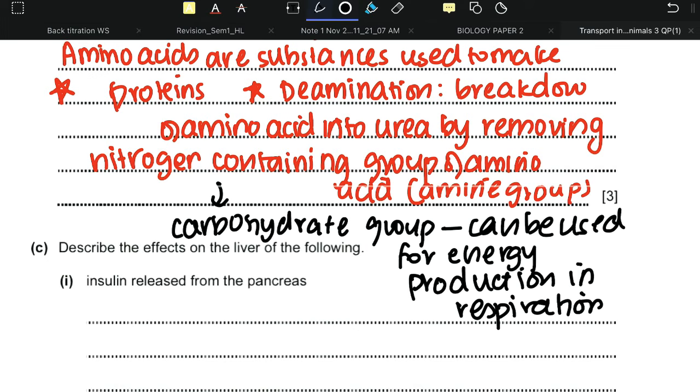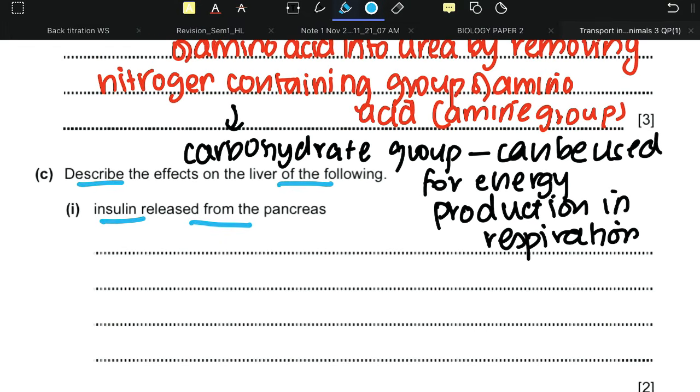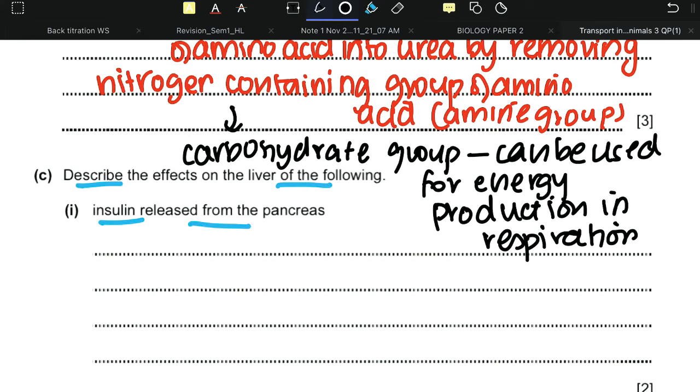All right, moving on to the next question. Describe the effects on the liver of the following: insulin release from the pancreas. So in this type of question, you need to talk about what exactly happens when insulin is secreted. When insulin is secreted, it stimulates the liver. All right, what does it do? It stimulates the liver to do what?